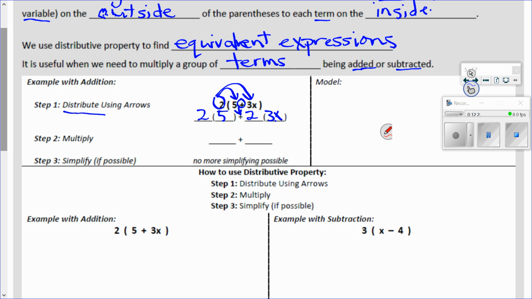So, Devin, I think I already heard you say, what's 2 times 5? 10. What's 2 times 3x? 6x. Last step: simplify if possible. This will normally only happen if I've got multiple terms inside, more than 2. Sometimes you'll end up with things that can be together. If I had 2 numbers, I could put those together now. If I had 2 sets with the same variable, I could put those together now. But in this case, I have a number and a variable, so I can't simplify any further than that.